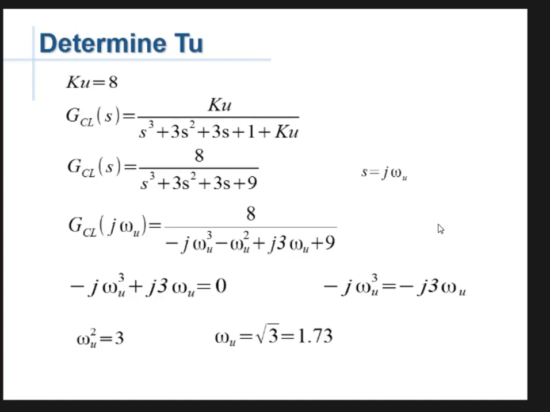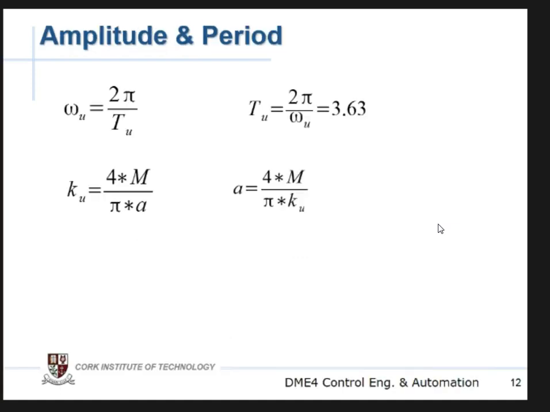Looking at the denominator, I have terms in j and independent terms, there should be a 3 there. I can take either of them, I'll get the same answer. Let it equal 0 and solve for that, so I get omega u equal to, for example, 1.73 in this case. If I know my frequency, I can figure out the period, 2 pi over omega u. So the period of the oscillation is going to be 3.63.